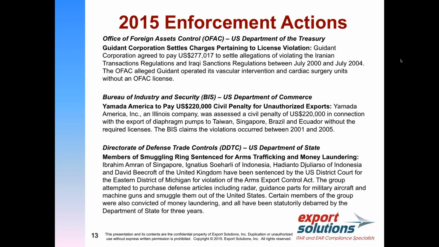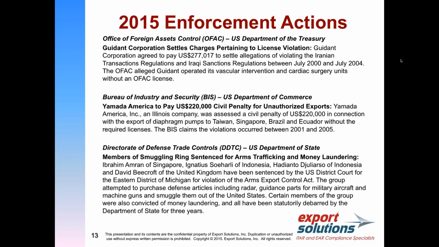I guess it's a foreign-owned company doing business in the United States. They'll pay a $220,000 civil penalty for unauthorized exports, and you can see it's in connection with the export of diaphragm pumps. I don't even know what those are, but we're not talking about machine guns or bombs or rockets or anything. We're talking about some kind of commodity that was not authorized to be shipped to these various places. And the violations went on for 4 or 5 years, and there's not going to be a statute of limitations. You can see even 10 years have gone by, and yet they're still paying the price.